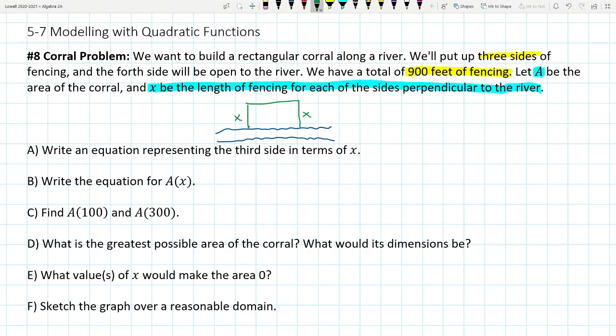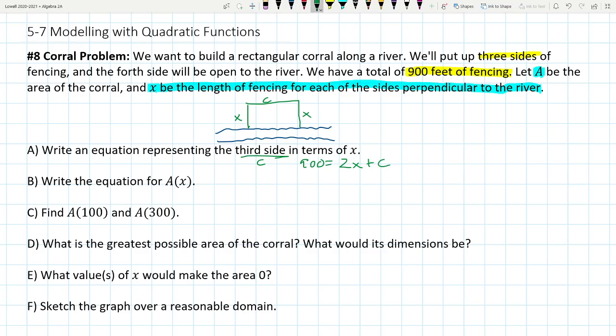Okay, so we need to find then, for question A here, some equation representing the 3rd side. So I'm just going to call this 3rd side C. I think in the text it calls it Y, but I'll just call it C for right now instead. Okay, so if that's the case, then we do know that we only have a total of 900 feet. And so all our fencing is going to be put towards this fence. So that must mean that 900 is equal to 2x plus c. Hopefully that makes a little bit of sense.